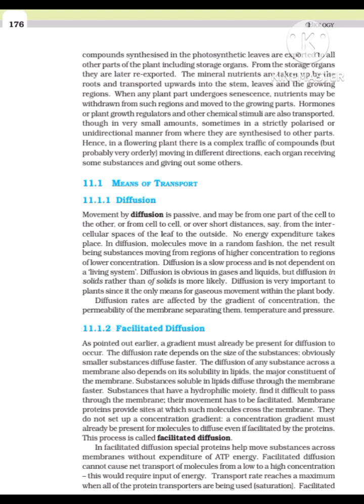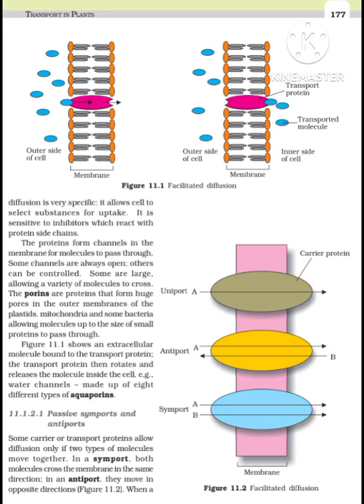In facilitated diffusion, special proteins help move substances across membranes without expenditure of ATP energy. Facilitated diffusion cannot cause net transport of molecules from a low to a high concentration. This would require input of energy. Transport rate reaches a maximum when all of the protein transporters are being used. Saturation. Figure 11.1 Facilitated diffusion.